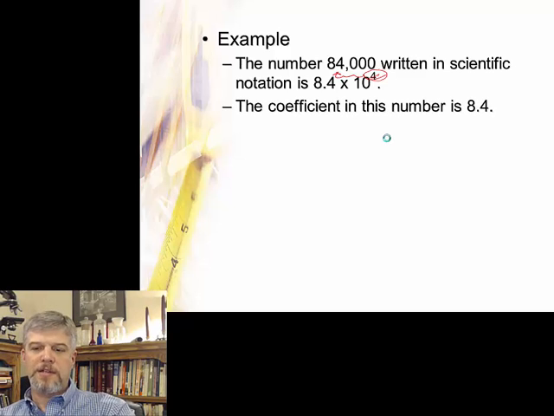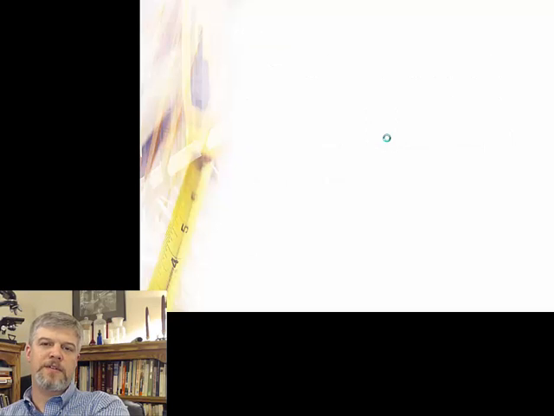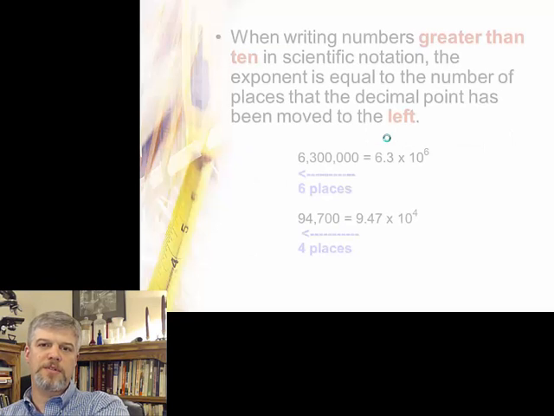So in this case, the number in the front was the M number, that's the 8.4 number. And then the exponent in this case was the 4. Okay, and that tells us how many times the coefficient 8.4 needs to be multiplied by a power of 10 to get back to the original number 84,000. Okay, so that's the way scientific notation works for large numbers.